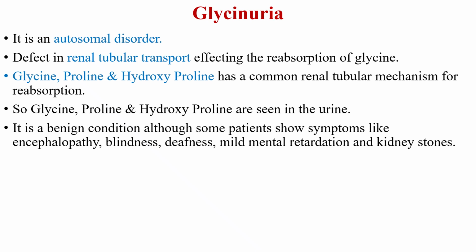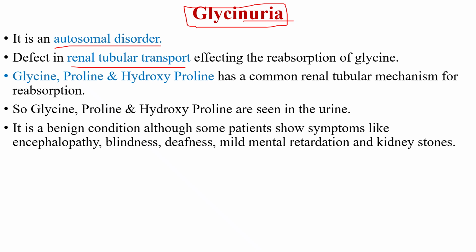Next is glycinuria. What is this glycinuria? Glycine in the urine. So we can see the glycine in the urine. It is an autosomal disorder and it is a defect in the renal tubular transport. It means that the transport of glycine in the renal tubular system is affected, where the effective reabsorption of glycine is not proper.